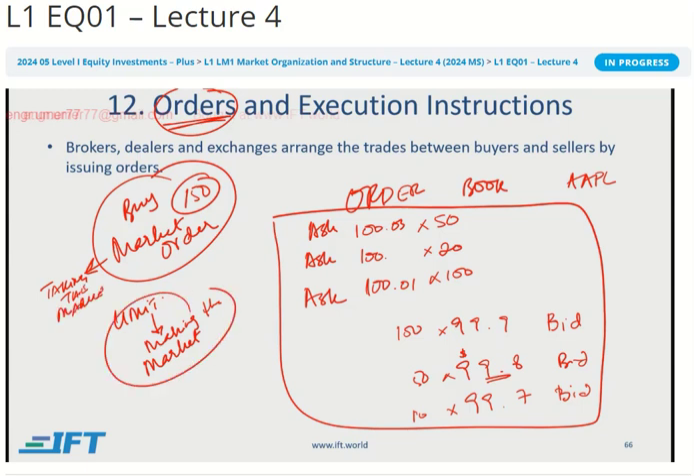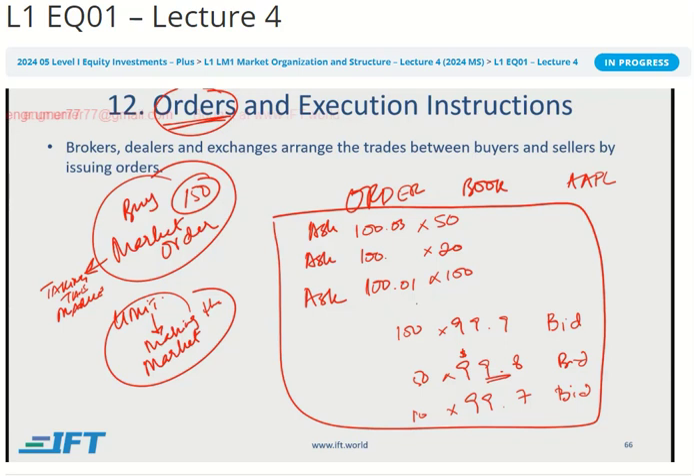Now, even within limit orders, if I place a limit order, let's say I place a sell at 100.005, less than the lowest ask, then I will call this making a new market. And we'll talk about the types of limit orders shortly as well.